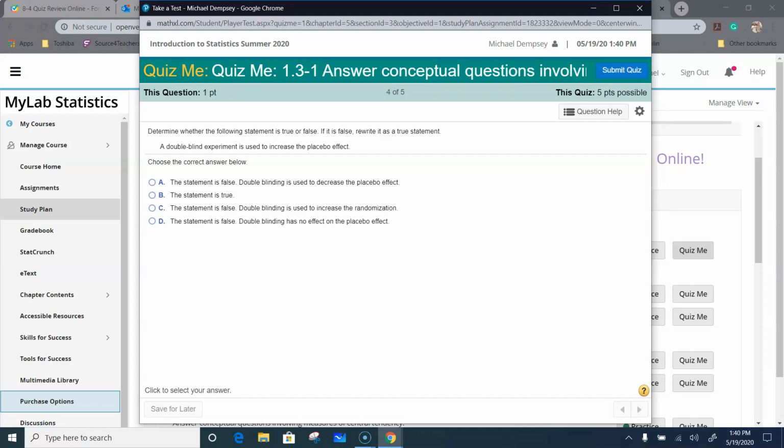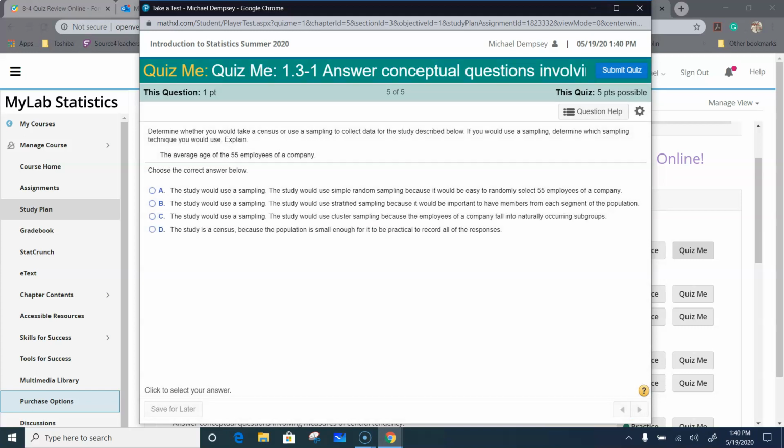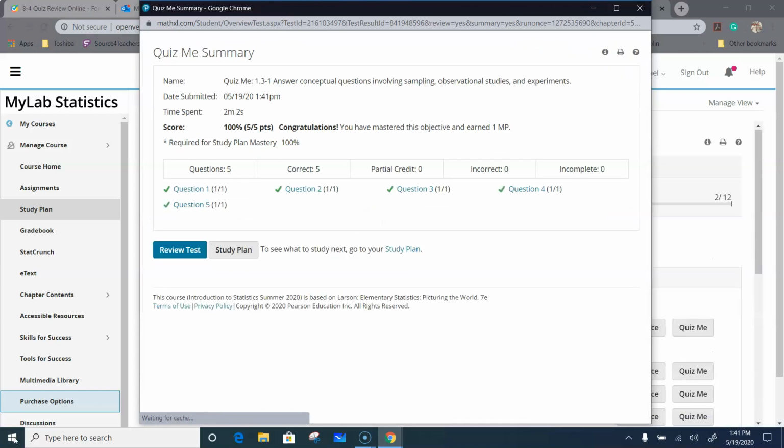Double-blind experiment is used to increase the placebo effect. That's not true. The double-blind is hopefully going to decrease the placebo effect, right? Where somebody is blind to what treatment they're getting, the placebo effect might certainly affect it, but we have a group to compare the placebo effect to an actual effect. The average age of the 55 employees of a company. Determine whether you would take a census or use a sample. If there's only 55 employees of a company, we probably could take a census because it's small enough and practical to do that. And so we submit the quiz, check our answers, and make sure we got everything right there.